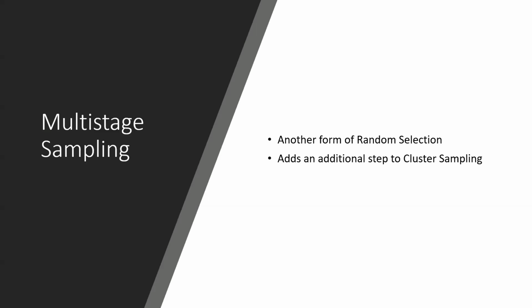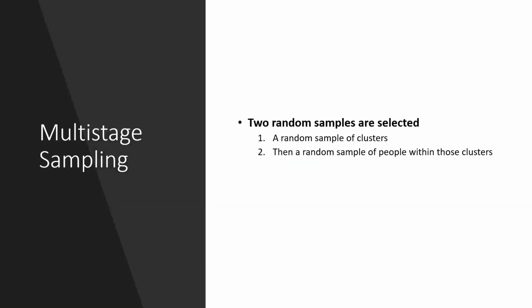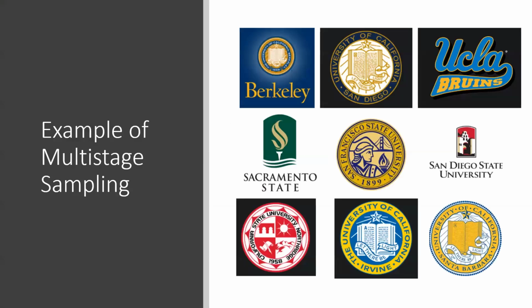Now let's take a look at multi-stage sampling. Multi-stage sampling is another form of random selection. And before we get into it, an easy way to keep the two distinct in my mind is that multi-stage sampling simply adds another step to cluster sampling. So rather than the single random sample used in cluster sampling, multi-stage sampling employs two random samples. The first random sample is random sampling from the clusters, and then step two is randomly sampling from the people within those clusters. So let's use the same example to demonstrate the slight difference between multi-stage and cluster sampling.